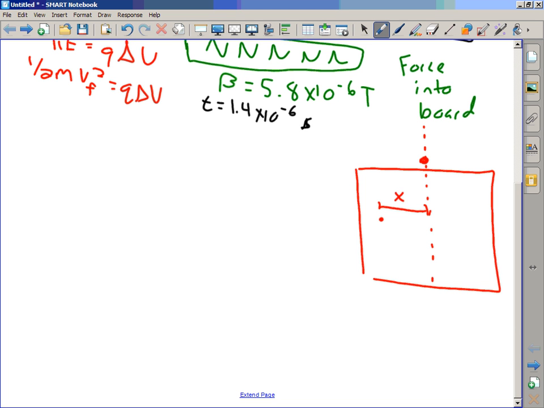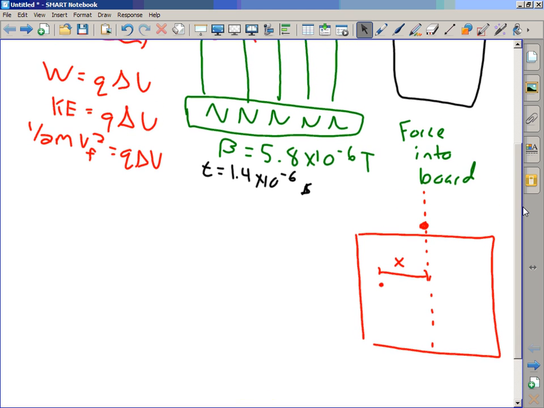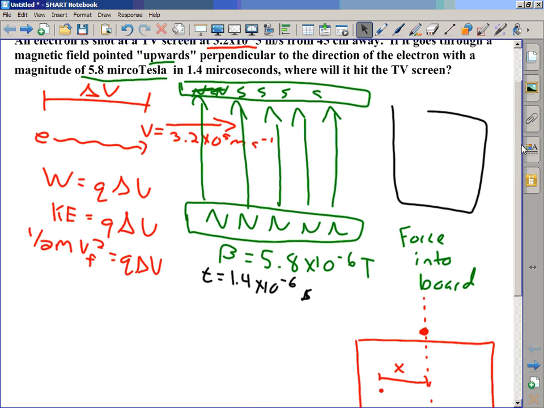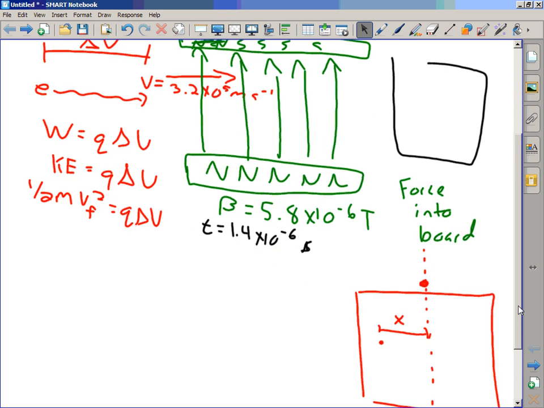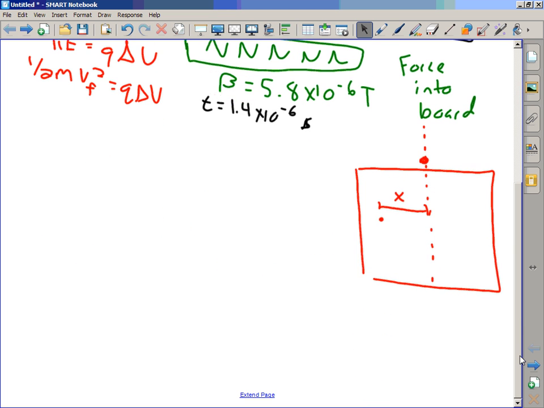Right? Now, I want to know what that distance x is. Okay, I want to know what that distance x is. Now, up here, you have time, right? How can I find this distance x?